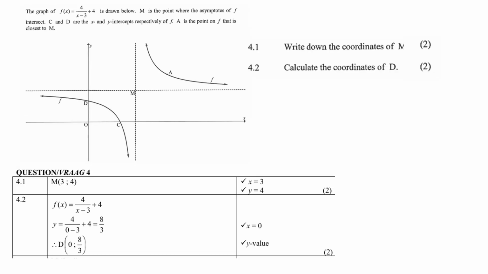Let's look at question 4.1 as well as 4.2. 4.1, write down the coordinates of M. Now remember, M deals with both asymptotes. Now where do we normally see this in the given equation? Look at the equation, f(x) = 4/(x - 3) + 4. So the x - 3 and the plus 4 will help you.